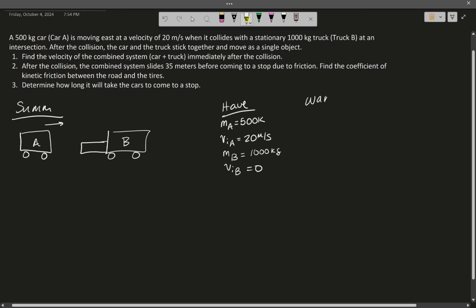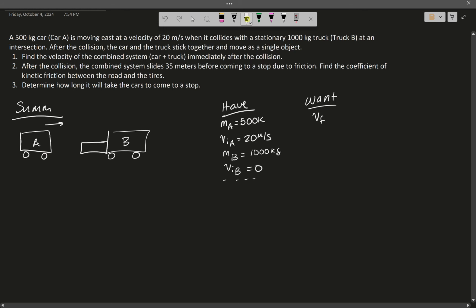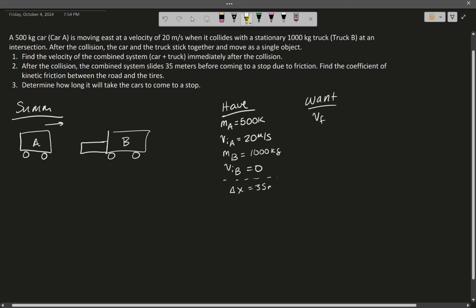It is then wanting us to find the combined velocity after the collision. It tells us that after the collision, the combined system is going to slide 35 meters before coming to a stop due to friction, and it wants us to find the coefficient of kinetic friction between the road and the tires. And then we need to determine how long it is going to take the cars to come to a stop.